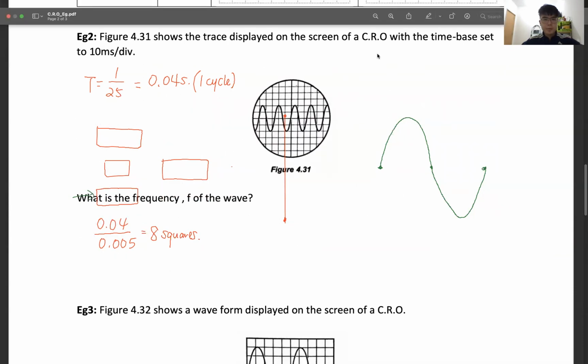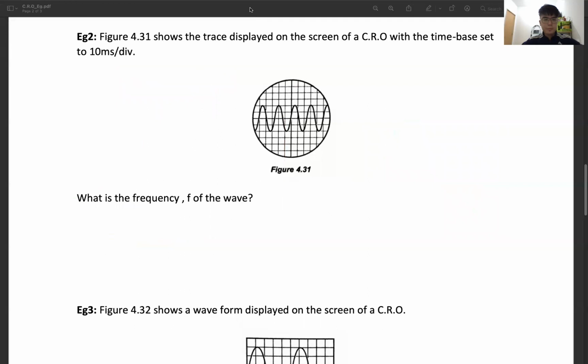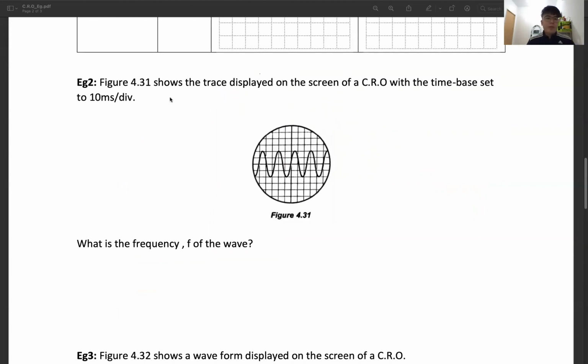Okay, 我们看 example 2. Okay, figure 4.31 shows the trace display on the screen of a CRO with the time base set to, now your time base setting is 10 millisecond per division. Millisecond. Okay, what is the frequency of the wave?